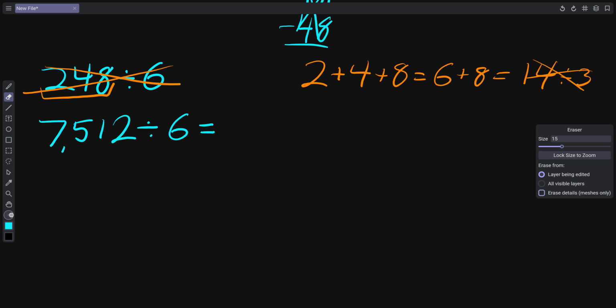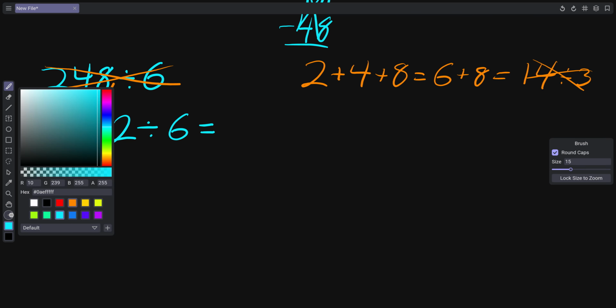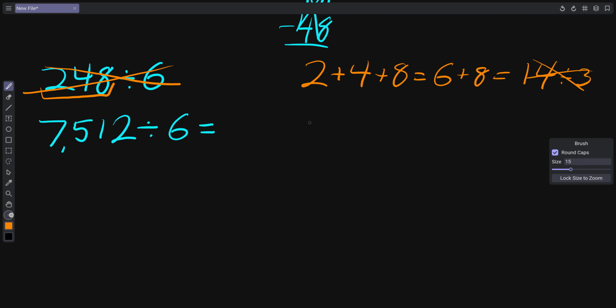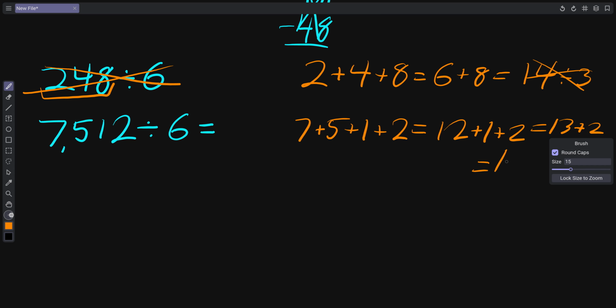Now all that's left to check is to see if 3 would evenly divide into this number. So we take all the digits, we take 7, we add 5, we add 1, and we add 2. This is going to give us 12 plus 1 plus 2, which gives us 13 plus 2, which will give us 15. And 3 actually can be evenly divided into 15. So we actually do know that this will work, and all that's left to do is the long division.